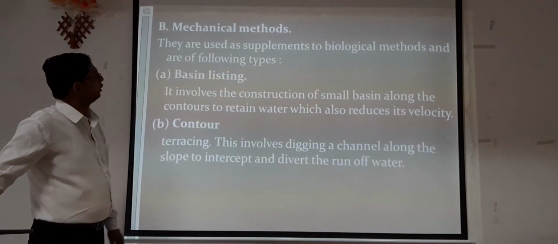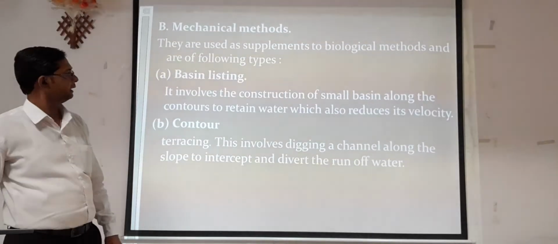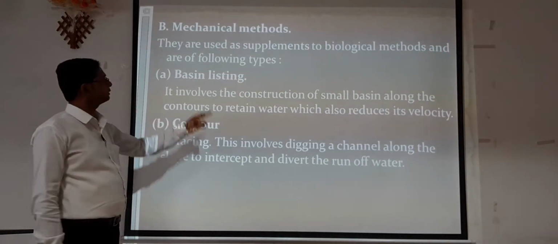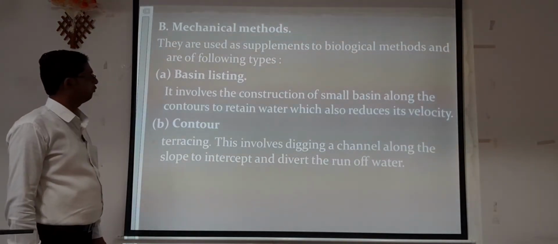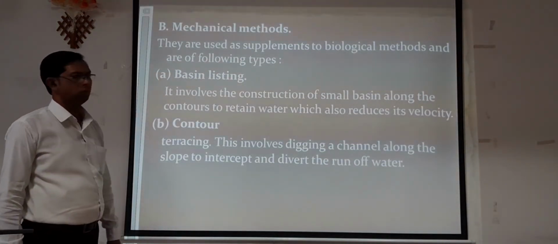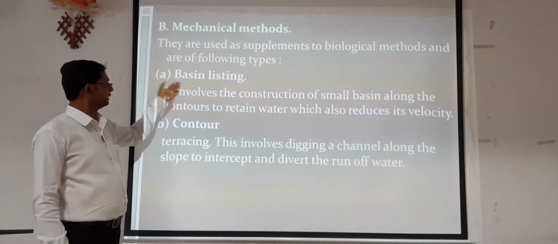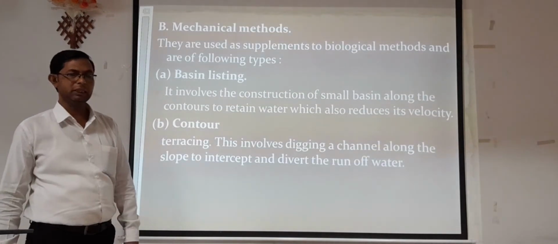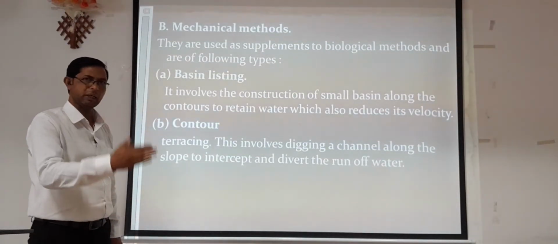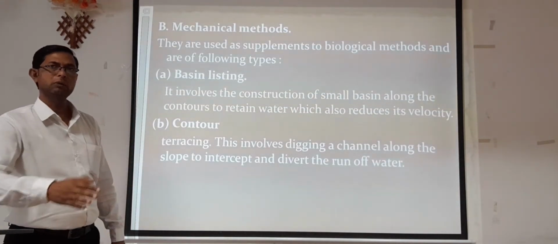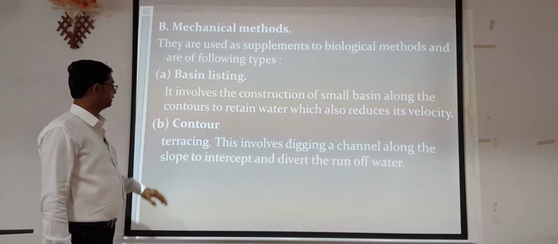Now mechanical methods, we have seen basin and contour planning is there. So basin, it involves the construction of small basins along the contour to retain water, which also reduces its velocity. So as we went through strip farming, just like that basin listing is there. In this again, the water which is running very fast, it will be checked and stopped. The movement of water will be reduced. The rate of movement is reduced in this basin listing.